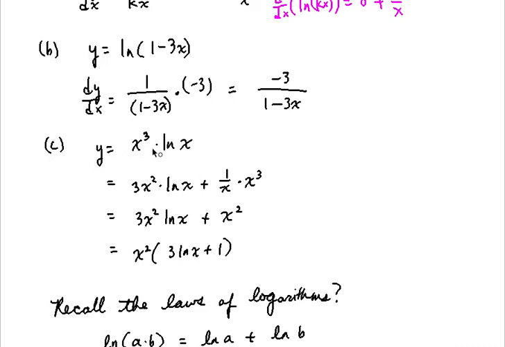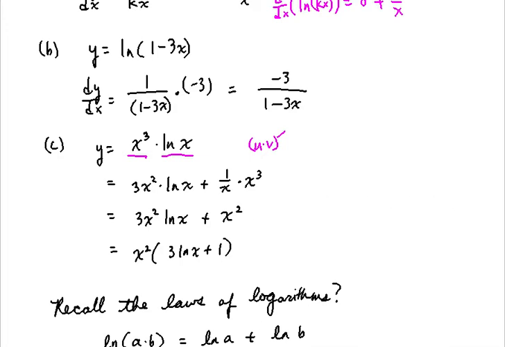Here we have another example, y equals x cubed times the natural log of x. I have one function here and another function here, so I'm going to use my product rule. I take the derivative of the first one times the original second one plus the derivative of the second one times the original first one. And I end up with that expression. I simplify. This term simplifies to x squared, and there's x squared in each of these terms, so I can factor out the x squared, and I end up with this.